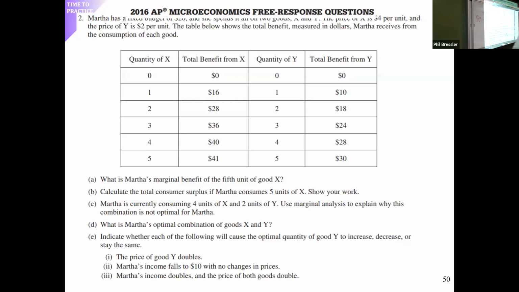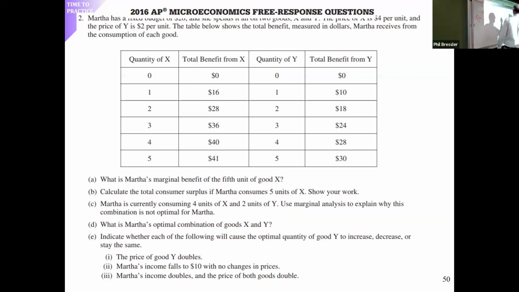Now, how did you get 16, 12, 8, and 4? I took the marginal benefit, which is 16 minus 0 is 16. 28 minus 16 is 12. Okay, thank you for asking. I should have probably slowed myself down. Anyone else on how to get any of these numbers?